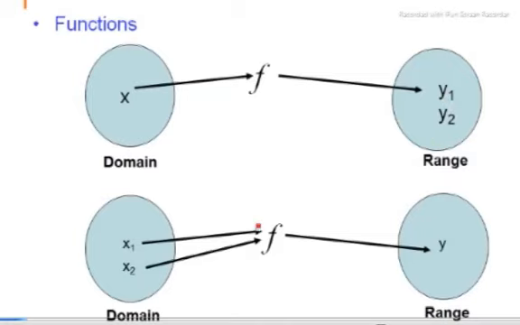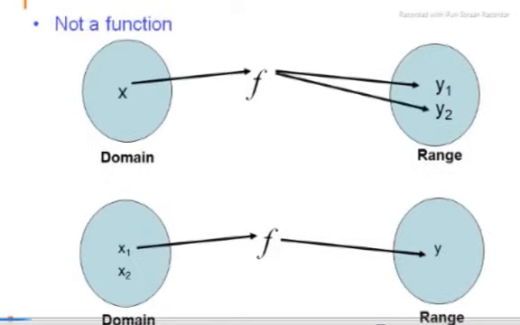Now in the second example you can see that the domain contains 2 points x1 and x2, and the function f maps both of them to a point y in the codomain. This is still a function because each element in A is assigned a value in B.